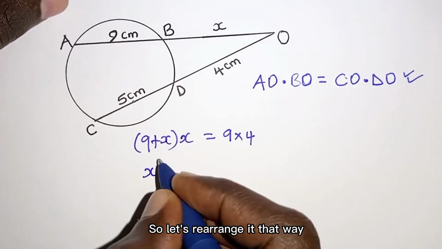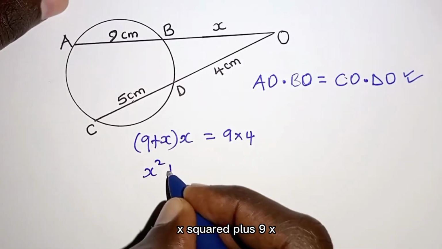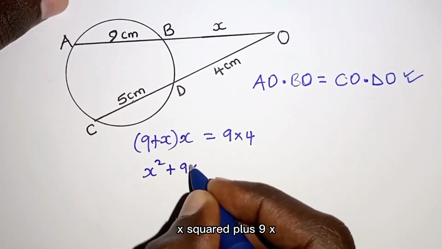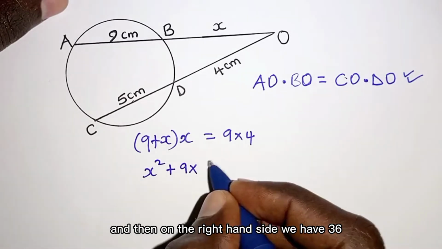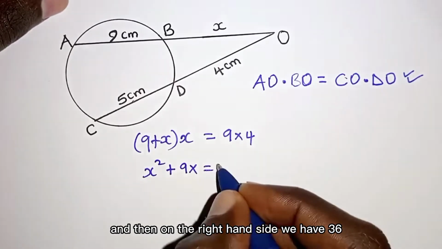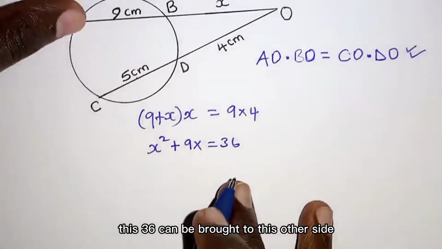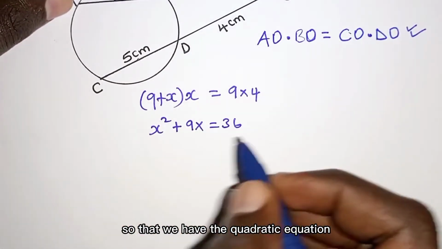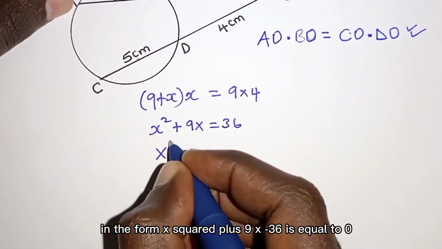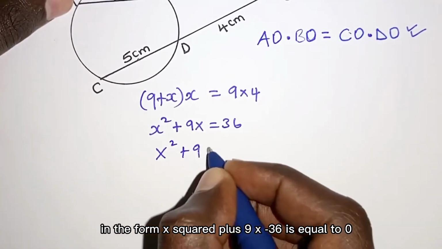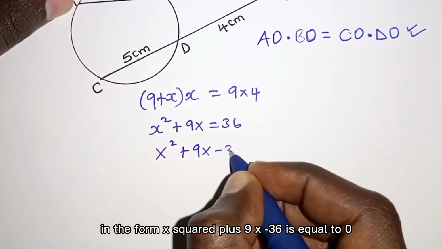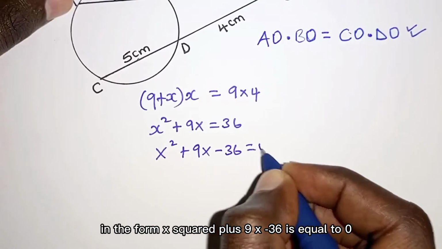So the equation we'll have here is x squared plus 9x. So let's rearrange it that way. x squared plus 9x, and then on the right hand side, we have 36. So this 36 can be brought to the other side so that we have the quadratic equation in the form x squared plus 9x minus 36 is equal to 0.